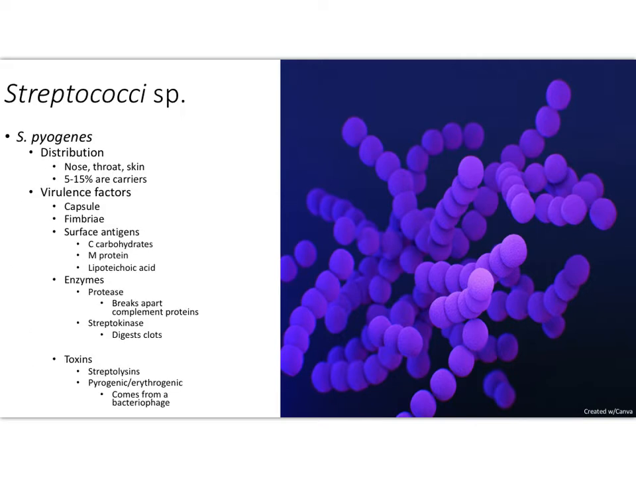So like I mentioned on the last slide, we are going to spend most of our time when we're talking about strep species, talking about this particular one, Strep pyogenes. In terms of its particular distribution, we find it primarily in the nose, in the throat, and on the skin of humans. We can find it in other animals too, but most of the time we're talking about finding it on humans. And at any given point in time, in any given population, around 5 to 15% of the people in that population will be carriers.